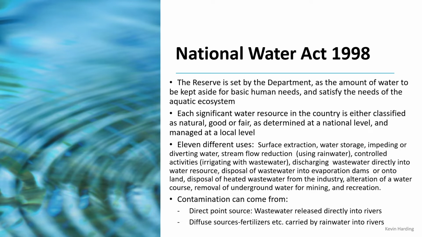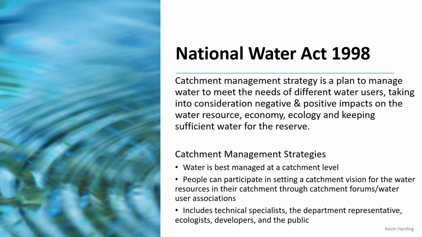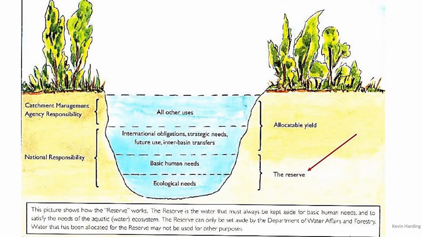The National Water Act also has various other issues revolved around it, which I will let you read on this slide, as well as on this slide. There are various catchment management strategies that you can read through to see how this Water Act is applied. Getting back to the reserve, though, the reserve includes the amount of water for basic human needs, this bottom portion in this river diagram here, as well as the ecological needs. That makes up the reserve, which, as we said, is set by government or the Department of Water and Sanitation.